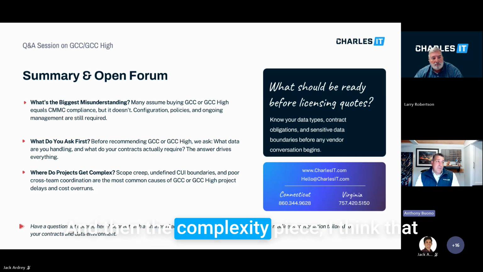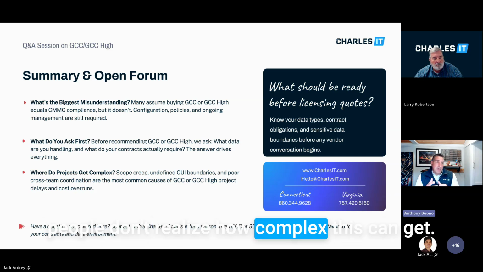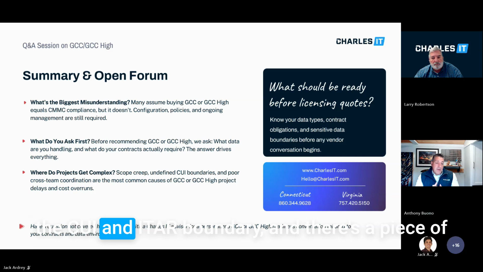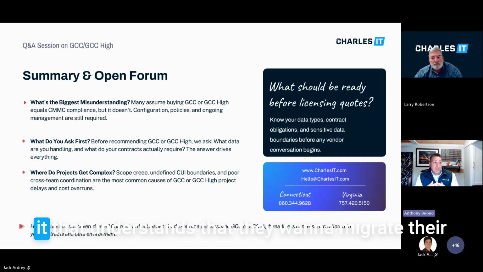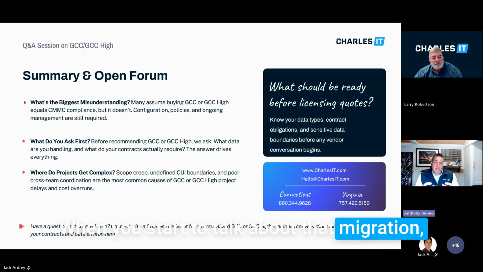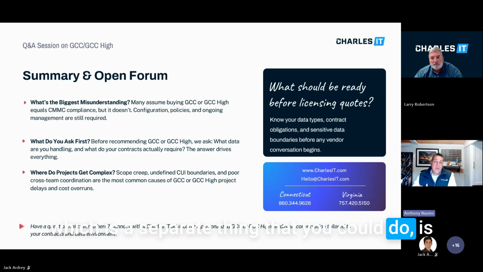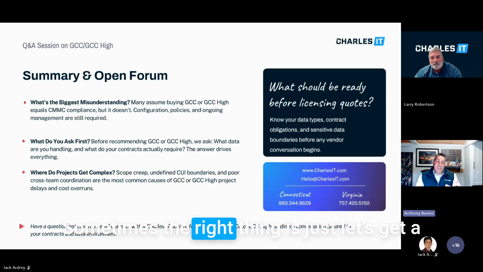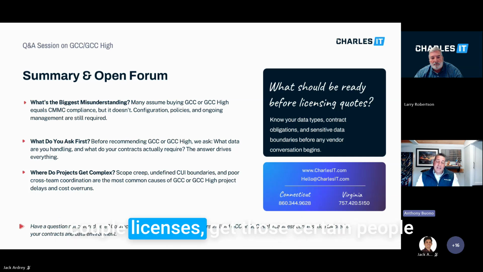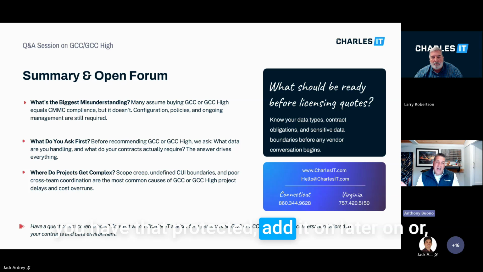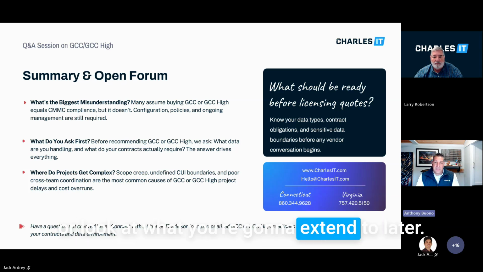And then the complexity piece, I think that people don't realize how complex this can get. There is a piece of this that understands what is the CUI and ITAR boundary. And there's a piece of it that understands that they want to migrate their whole entire operation over to GCC High email. When you start to talk about that migration, which is a separate thing that you could do, that's not something that you need to do right away. Sometimes the right thing is just, let's get a couple licenses, get those certain people seeing what is that CUI and ITAR data, and then you have that protected, add it on later on, or look at what you're going to extend to later.